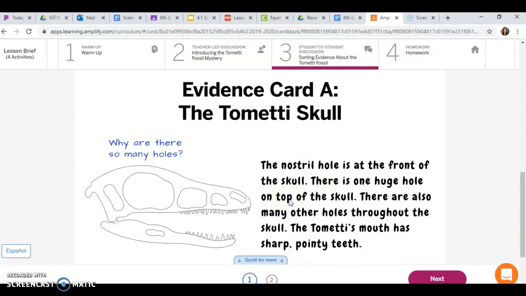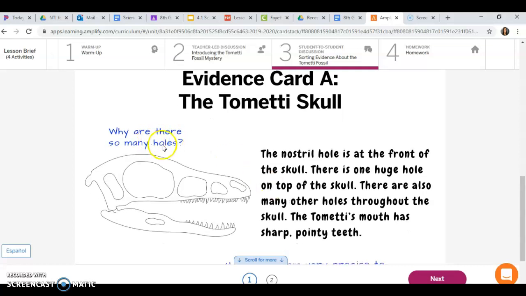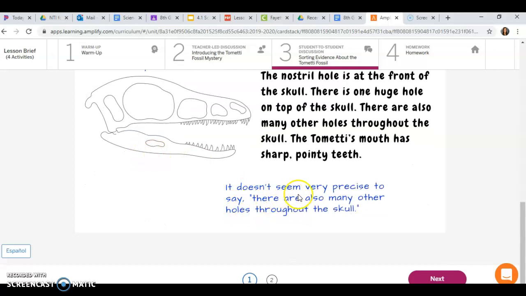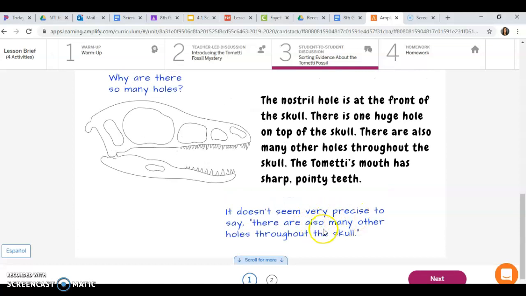The main idea of this activity is you're going to evaluate observations. You're going to evaluate if they're strong or if they're weak. And what they use in this activity is the word precise. Precise means being detailed. So you're pretty much deciding, are these observations good and detailed, or are they kind of vague and not detailed and not helpful? So the blue one here kind of would be what you would think. So why are there so many holes? And then it doesn't seem very precise to say there are also many other holes throughout the skull. So they're saying that saying there's a lot of holes throughout is not a very precise observation.